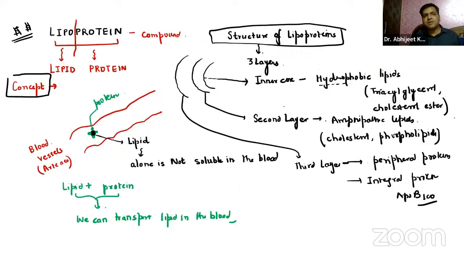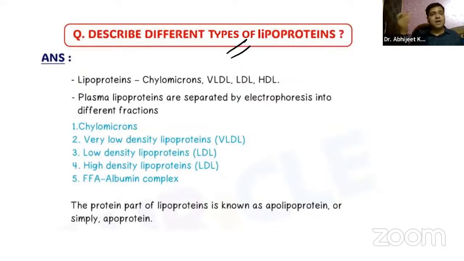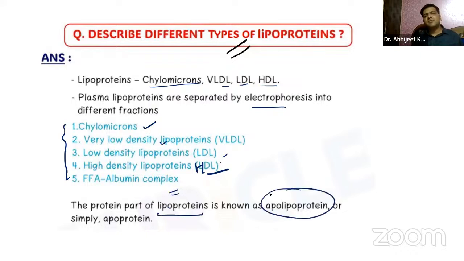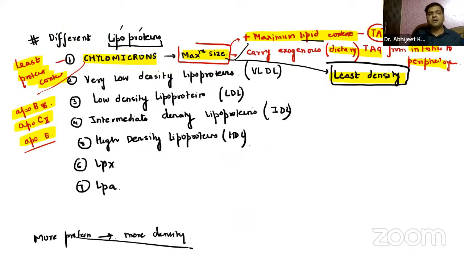So let's see what is given in your answers. They have already given the lipoproteins. We have chylomicrons, very low density lipoprotein, and high density lipoprotein. So we have plasma lipoproteins, which are separated by electrophoresis. We have already discussed chylomicron, VLDL, LDL, HDL, and the free fatty acid, that is the albumin complex. Now, the protein part of lipoprotein is also known as apolipoprotein or simply apoprotein.